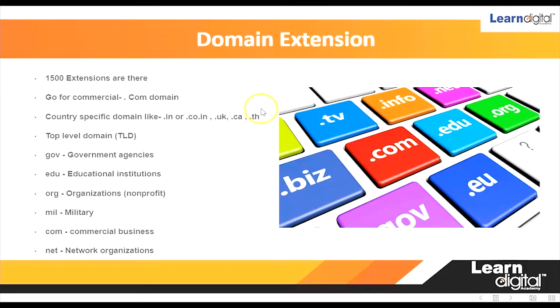Around the world there are more than 1500 extensions. These are the main extensions like .com, .org, and these are top level domains as well: .gov, .edu, .org, .mil, .com, .net. This is the top level domain. And like .in, .co.in, .uk, .ca, .th, these are country based domain names. So .in means India, .uk means United Kingdom, .ca means Canada.